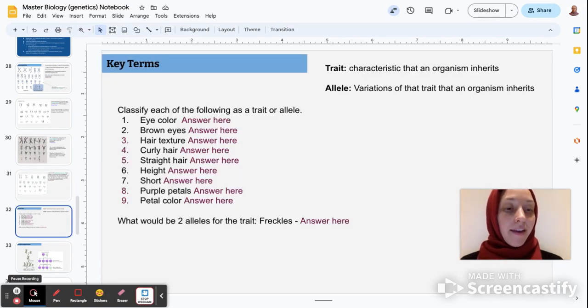Okay, so now we're going to step away from the karyotypes, now that we understand what the human genome contains, the chromosomes we find in the human genome, and some abnormalities that we find within the human population. Let's move on to some key terms for our next topic. For this slide, we're going to focus on traits and alleles. A trait is a characteristic that an organism inherits, and alleles are variations of that trait. For example, eye color would be our trait, and the different options that we can inherit for eye color would be called alleles. So my trait would be eye color, and brown eyes would be an allele, blue eyes would be an allele, green eyes would be an allele.